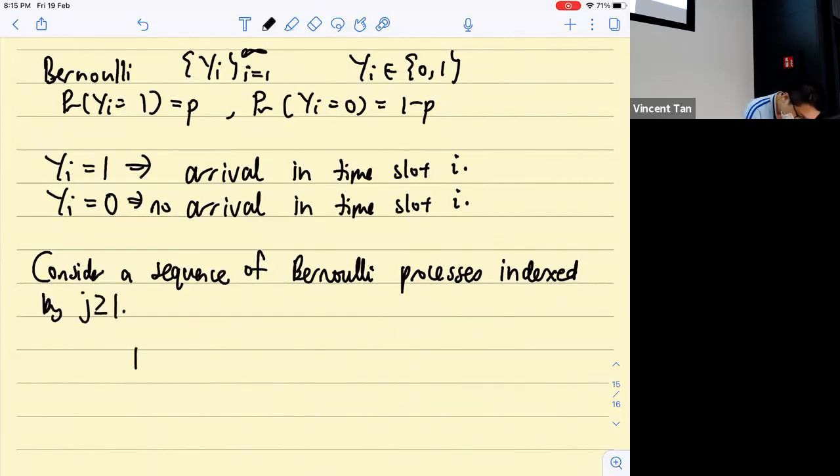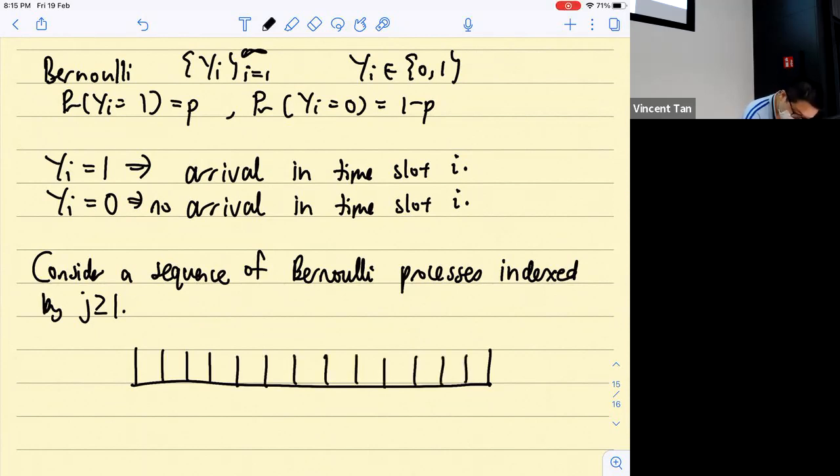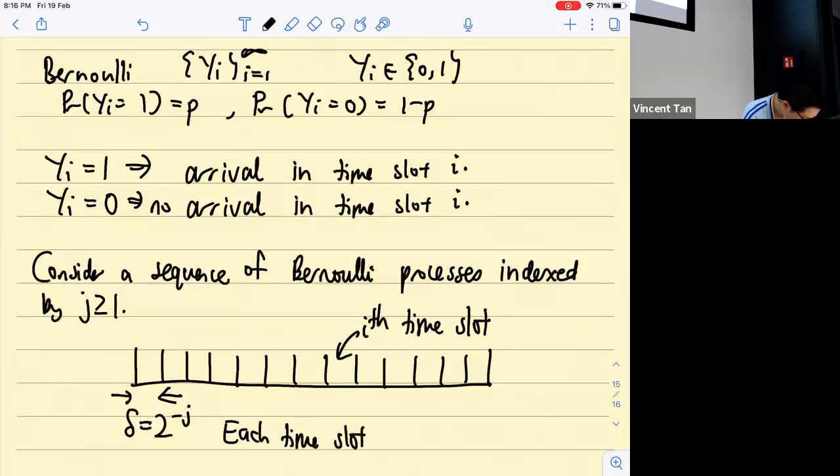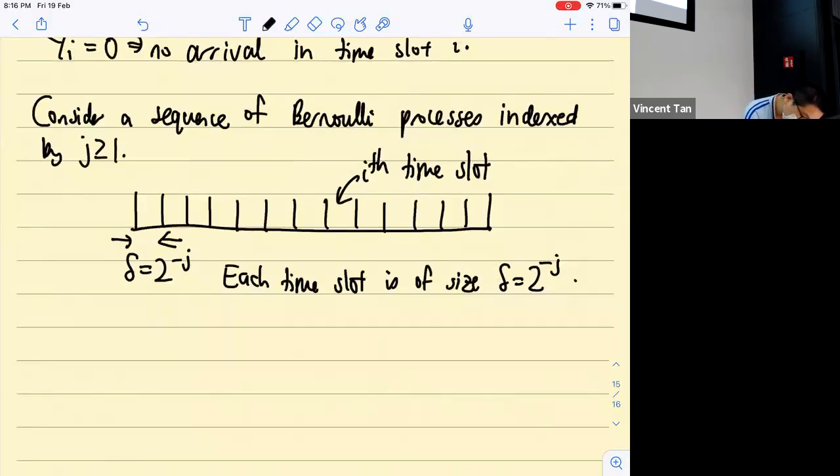Okay, so the picture is as follows. All right, you have this Bernoulli process, and you have a certain time slot. Now we are operating in discrete time, which is simpler for some people. Okay, so this is the ith time slot. Okay, and each time slot is of size delta equal to 2 to the minus j. Understand? So this is the first time slot, the second time slot, the third time slot, and so on and so forth. And yi equals 1 means that there is some arrival in the ith time slot.